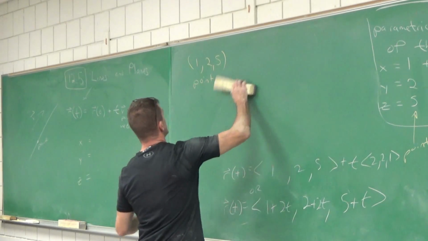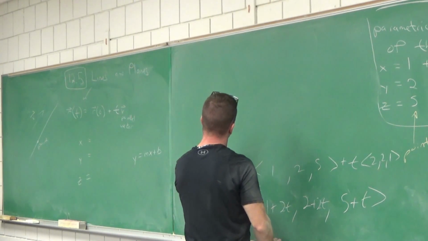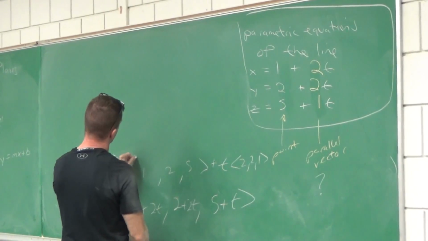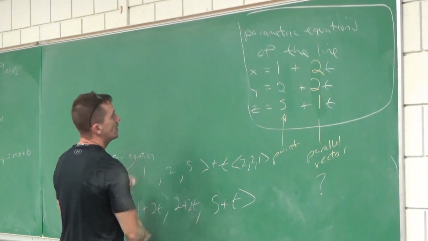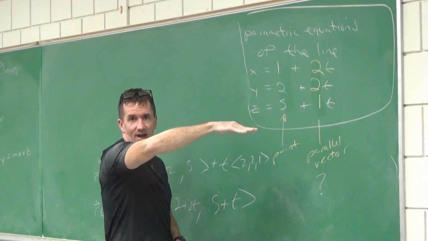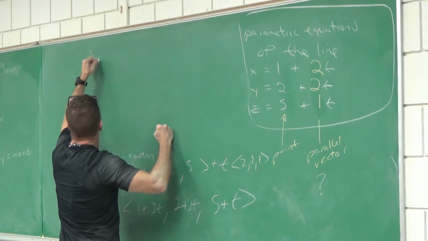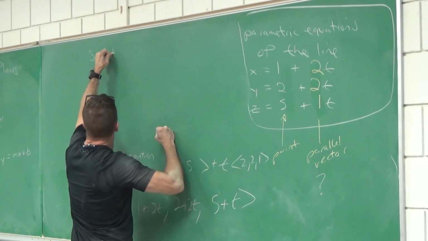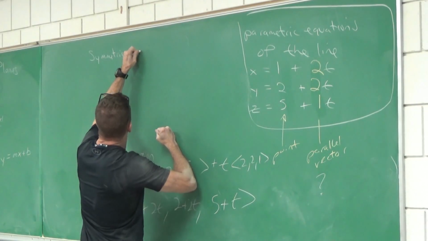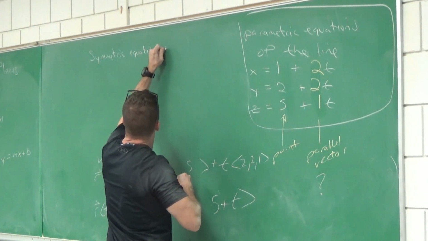This is the vector equation of the line. This is the parametric equations of the line. But can you write the symmetric equations of that same line?